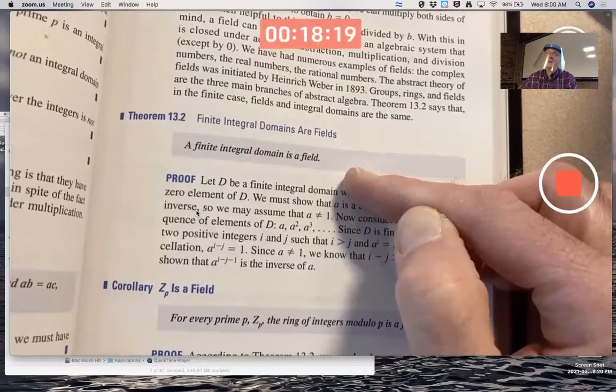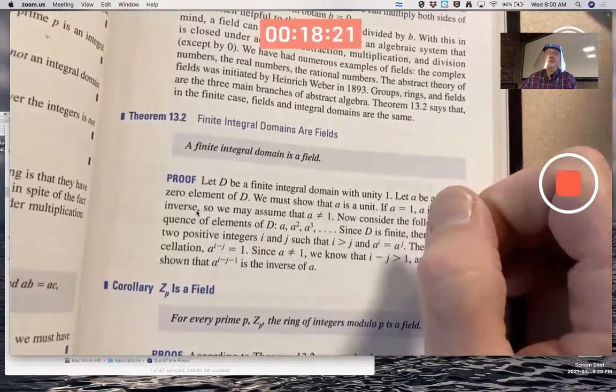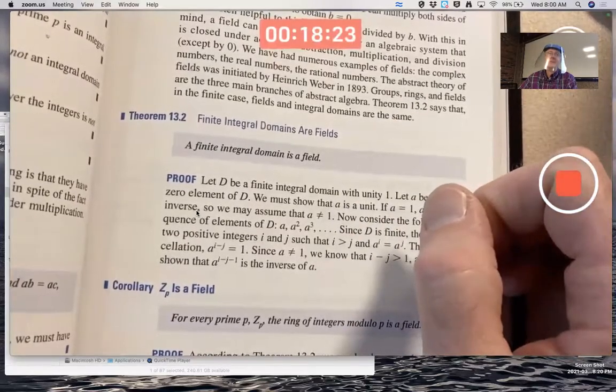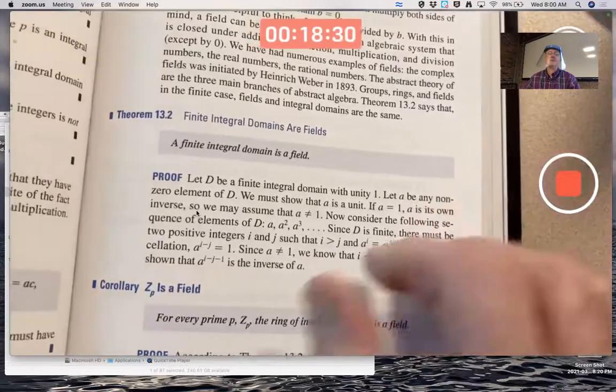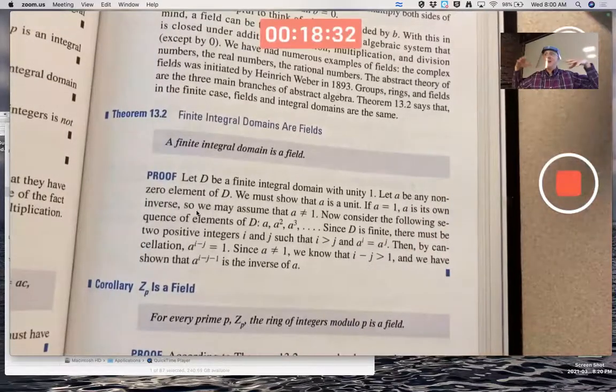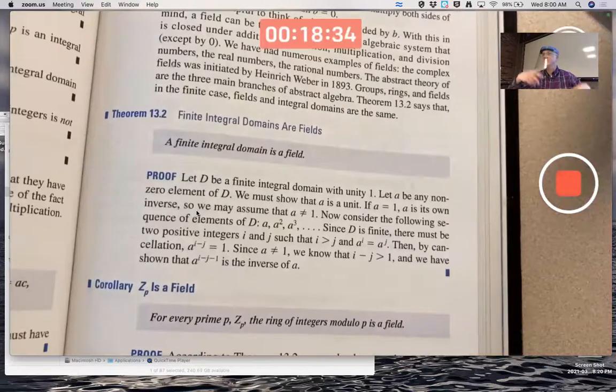But there are some integral domains, and I'll talk about some examples here in a minute, that are not fields. So the class of integral domains is bigger than fields. Every field is an integral domain, but not vice versa.